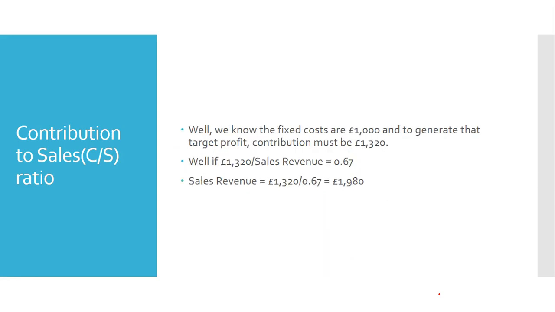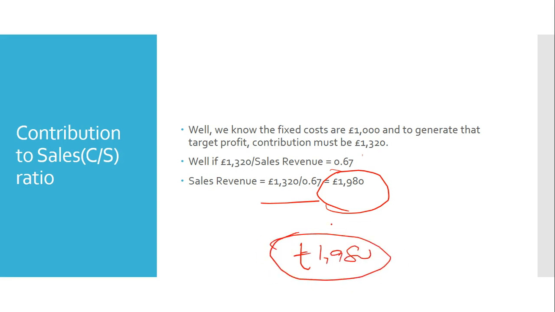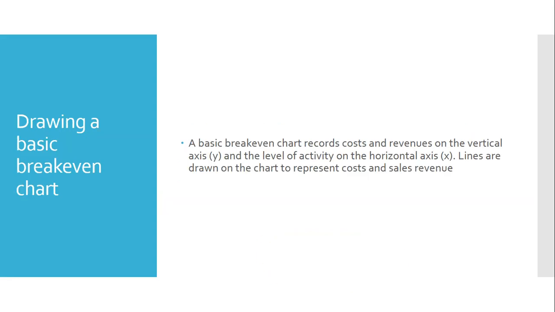Okay, great. So that's what I do over here in the next video. 1,320 divided by 0.67 gives me 1,980. Great, so that's the contribution to sales ratio that we talk about there. Popular objective question.